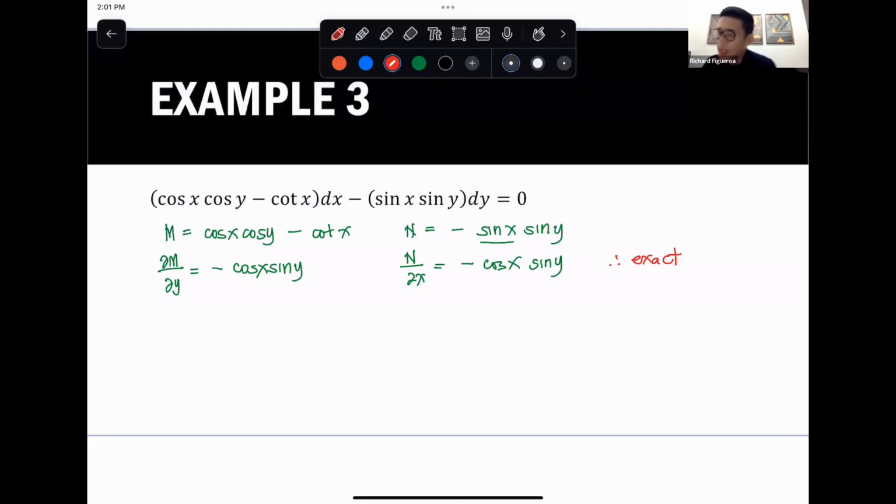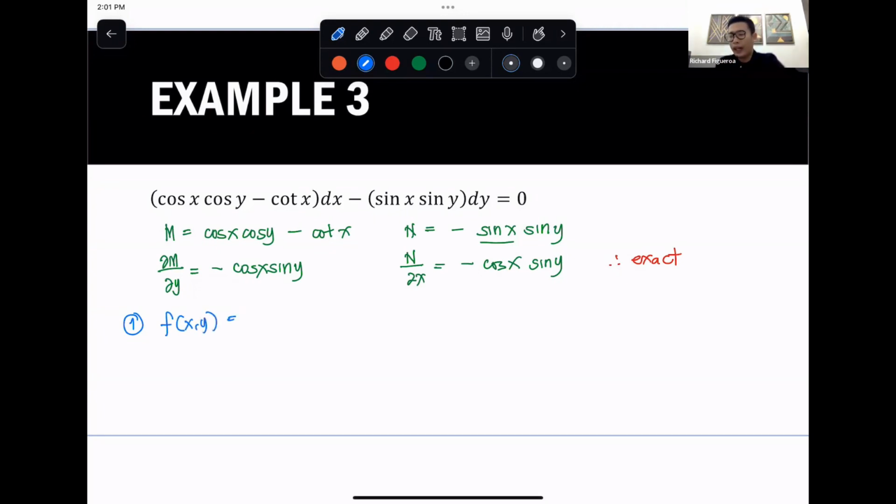Since exact ito, which one are we going to start with? As I can see, mas konti yung nasa right-hand side as compared sa left hand. Sa left hand, dalawang terms tayo, di ba? Sa right-hand side, iisa lang. So I would prefer to use yung pangalawa. So diretso ko na, no?